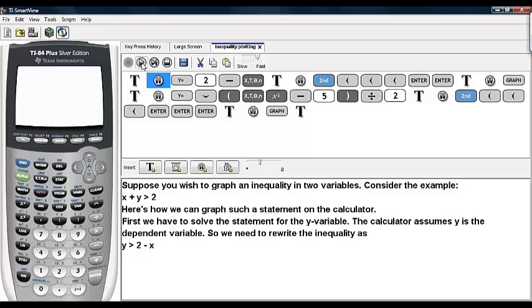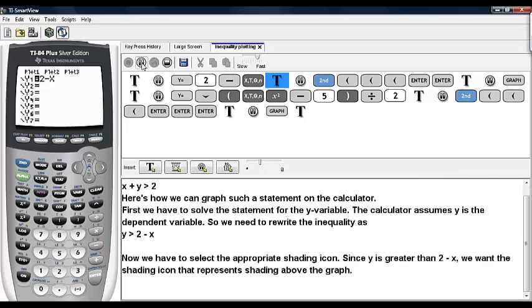First, we have to solve the statement for the y variable. The calculator assumes y is the dependent variable, so we need to rewrite the inequality as y is greater than 2 minus x. And then we will type in 2 minus x under the y equals. So we select y equals and type in 2 minus x. Now at this point, it will graph the line.